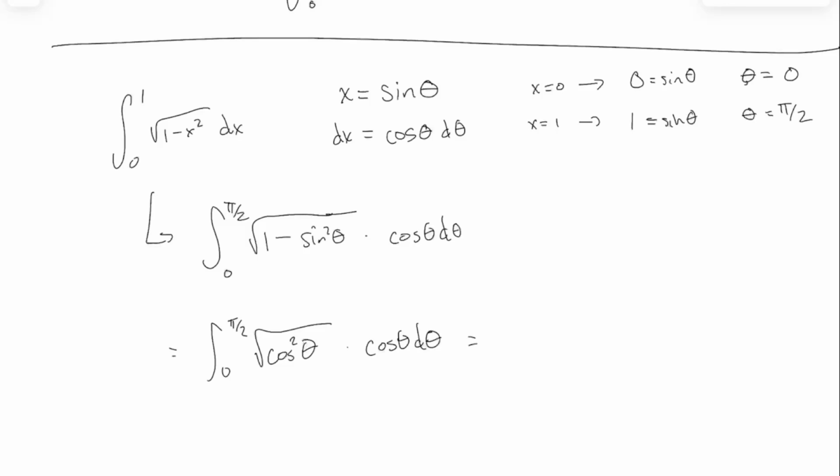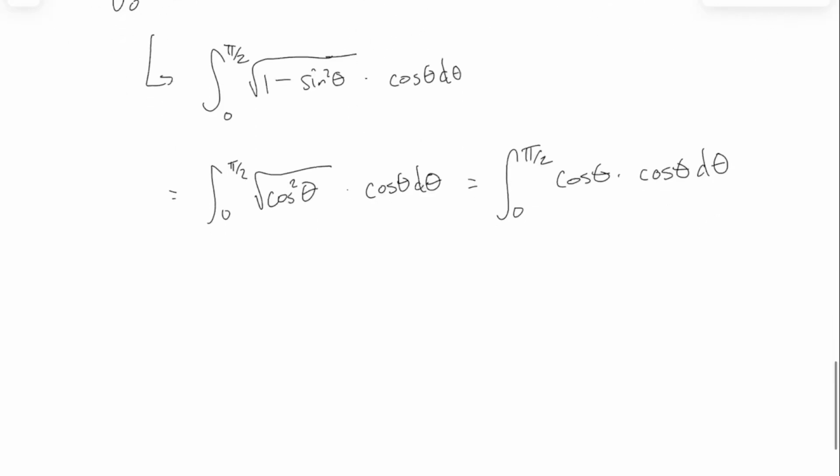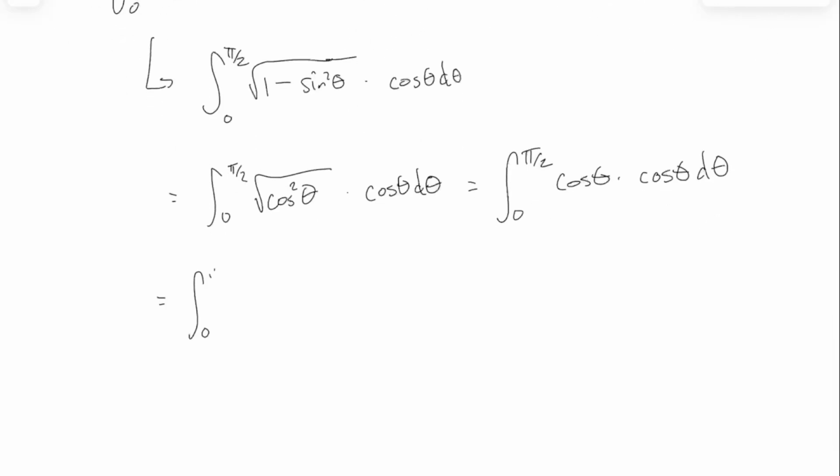And now the square root and the cosine squared can kind of cancel and give you just cosine. So it's the integral from 0 to pi over 2 of cosine theta times another cosine theta. This is cosine squared, of course. The integral from 0 to pi over 2 of cosine squared theta d theta. All right, that's all I can do for simplifying. What can we do with that?